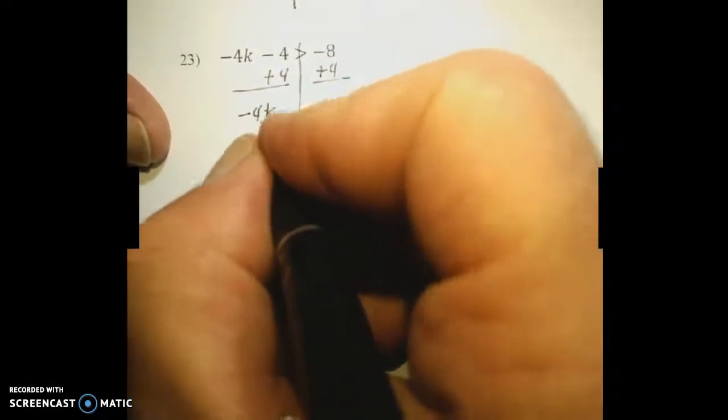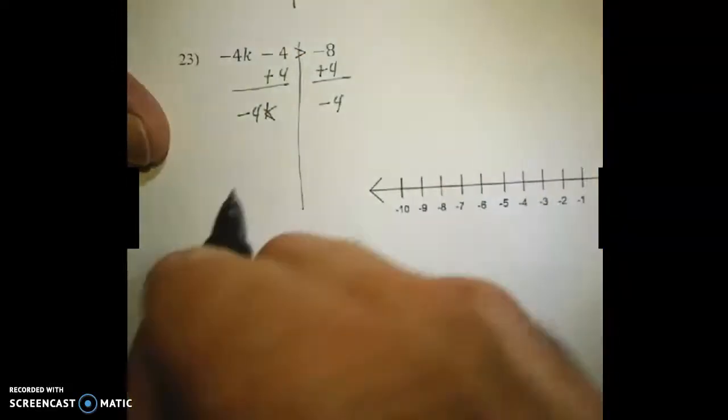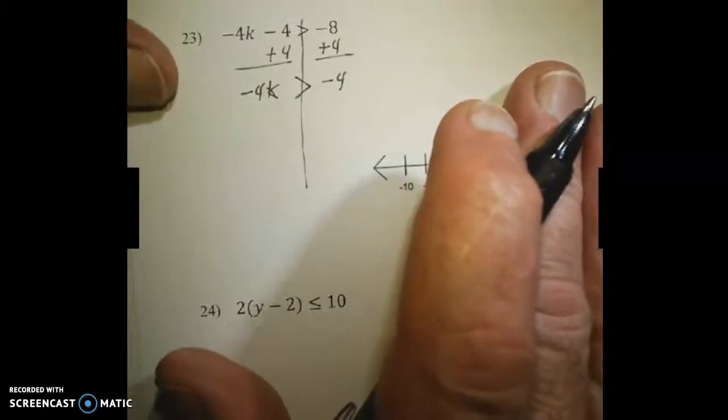Number 23. To solve this inequality, again, isolating the variable, the inequality is going to go straight down the page. To get rid of a negative 4, you put a plus 4. Put a plus 4 on this side also. On the left side, you get your negative 4k. On the right, negative 8 plus 4 is a negative 4. They're different signs, so you subtract. Your inequality comes straight down. Again, adding and subtracting does not change the inequality.